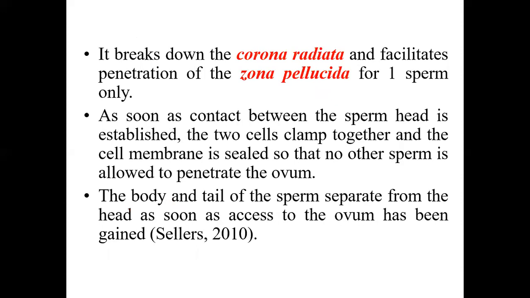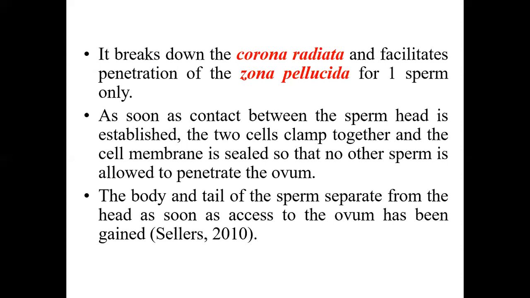It breaks down the corona radiata. This is the outermost layer of the ovum, the corona radiata. And after it has been broken down, it will facilitate the penetration of the zona pellucida. So the zona pellucida is the inner lining, and the corona radiata is the outermost layer of the ovum. And it should be of interest to each one of us that only one sperm will penetrate the ovum.